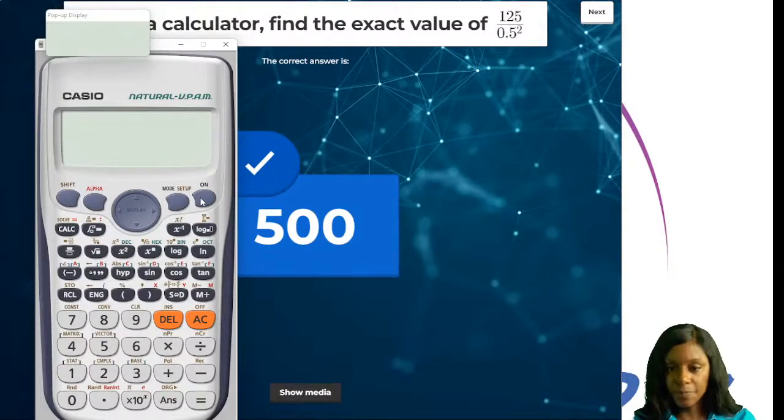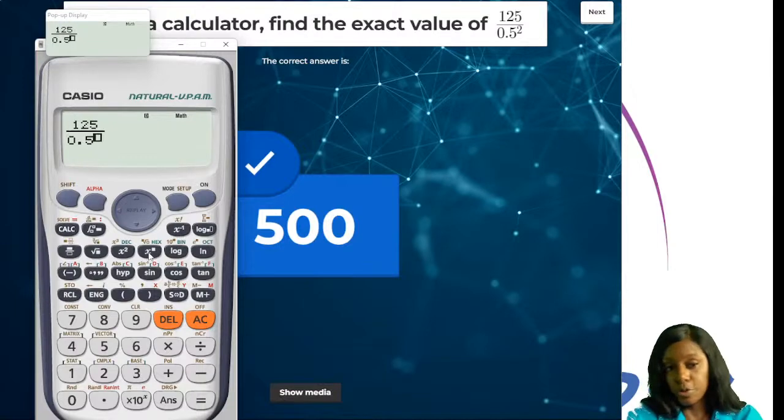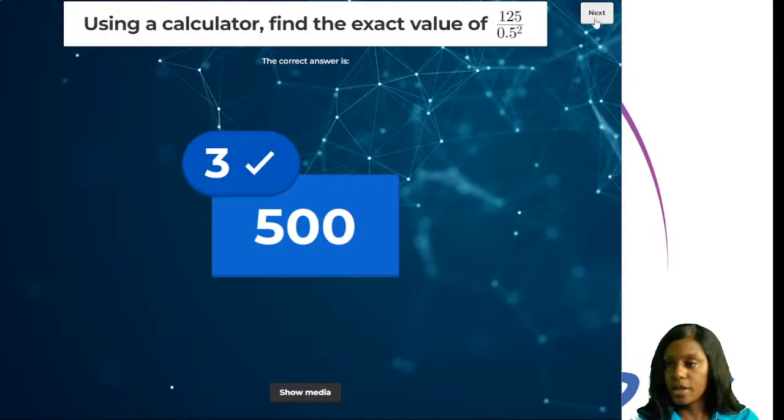So again, if you're using the Casio calculator, here we have our fraction function right here. So you put in 125 over 0.5. You could use this function here to the power of 2, or you could use this one and then put the to the power of 2. Then you click equal and you will get your result, which is 500. Okay, excellent.